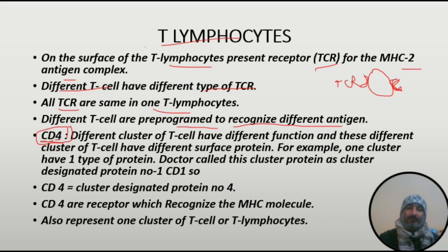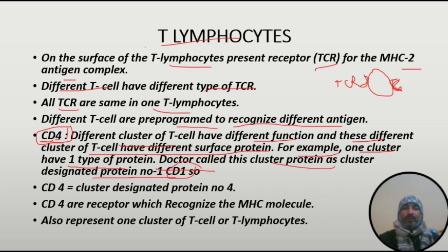So that's a simple point I write here: different clusters of T cells have different functions, and these different clusters of T cells have different surface proteins. That's why they have different functions. For example, one cluster has one type of protein, so doctors call this cluster the protein cluster designated protein number 1, for example CD1.